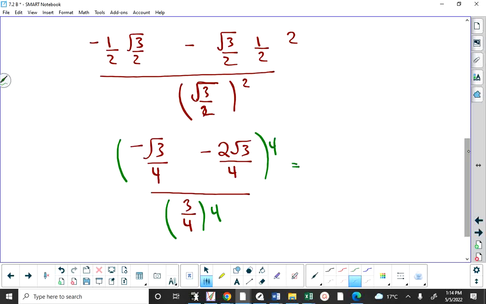and I get a slope. All the 4's cancel. I get a slope of negative root 3 minus 2 root 3 all over 3, which is negative 3 root 3 over 3, which is negative root 3.